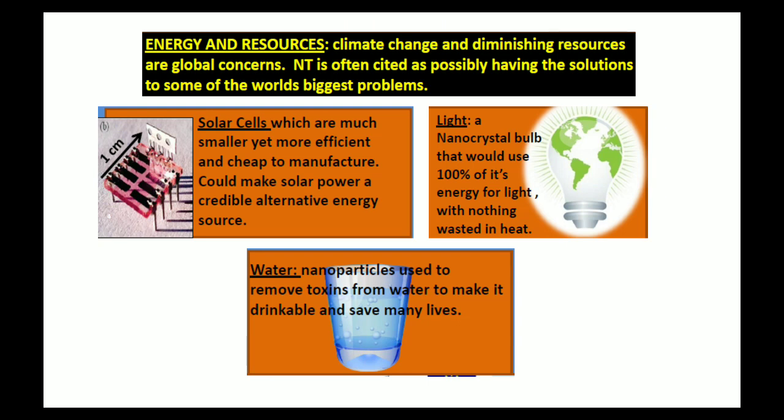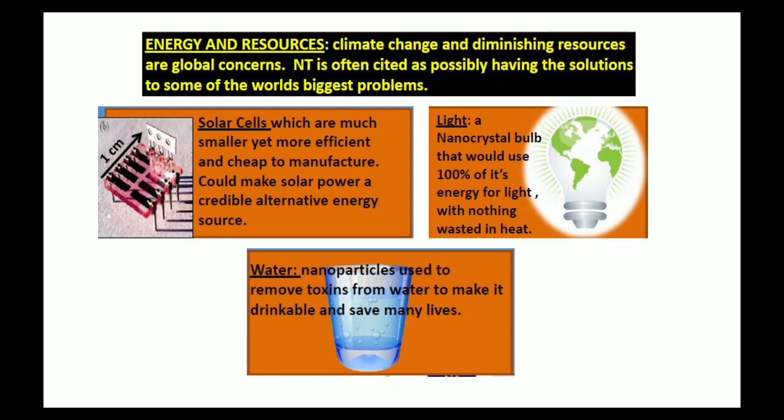That is energy and resources. Climate change and diminishing resources are a global concern. We are all aware that we have to take care of our environment, and it has become a global issue now, and we have to take care of our environment and earth. Nanotechnology is often cited as possibly having the solution to some of the world's biggest problems. So what are the world's biggest problems? First is energy, energy generation.